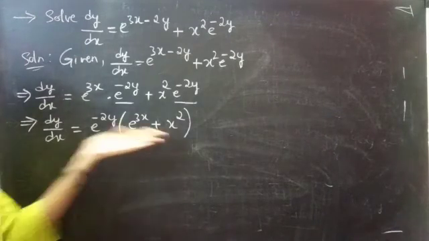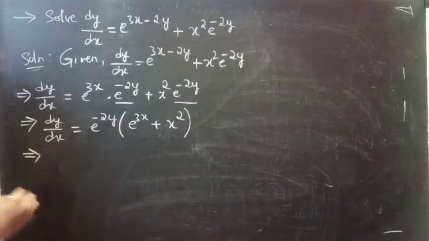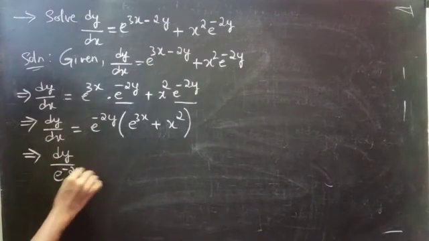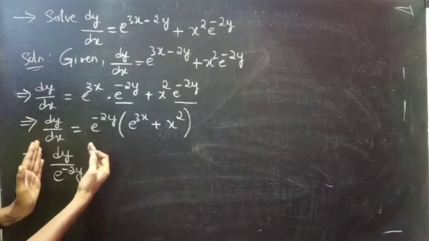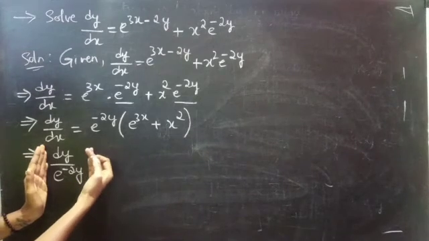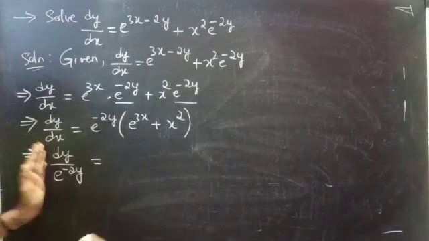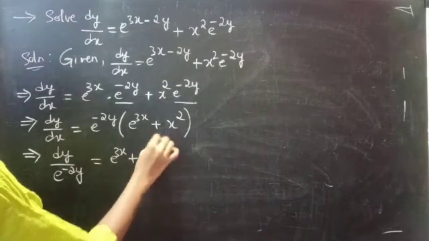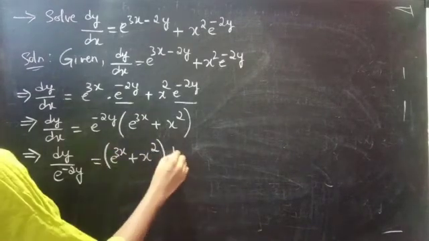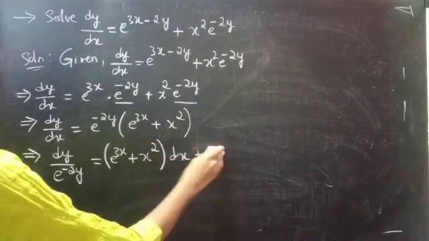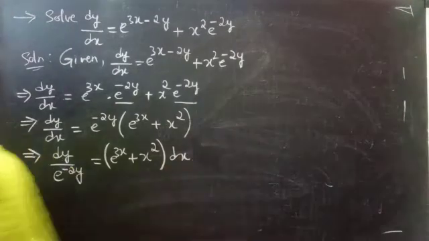So we can write it as dy by e power minus 2y. That means we are collecting all the terms, the function of y and dy, on the left hand side, and we collect the function of x and dx on the right hand side.